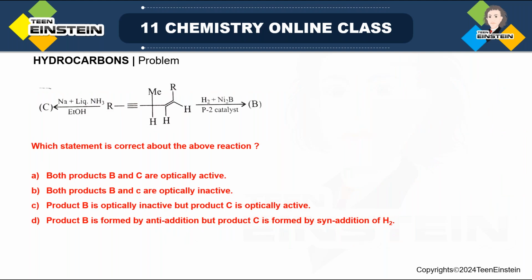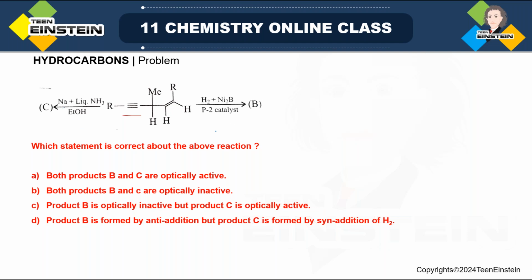Here we have another question. Here it is mentioned, that is the substrate that is given. It contains a CC double bond, as well as a CC triple bond, and it also contains another CC double bond. On both sides there are 2 different types of reagent. On the left hand side it is mentioned sodium in liquid ammonia, the solvent is ethanol, and this is generating product C.